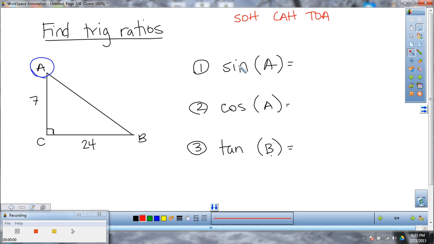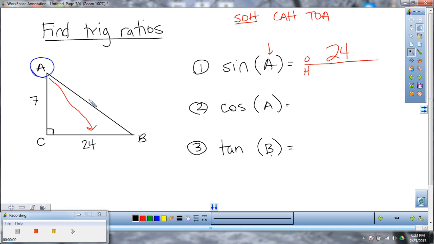Okay, so sine lets us know we're going to be working with the opposite and the hypotenuse. So we know we want opposite and hypotenuse. And again, A is telling us that that's our starting point. So we want to use the side that is opposite from A, which is 24, and the hypotenuse, which would be the hypotenuse of the triangle.